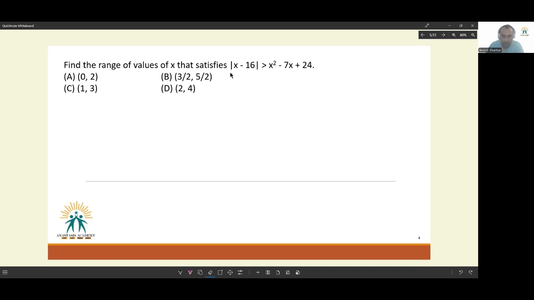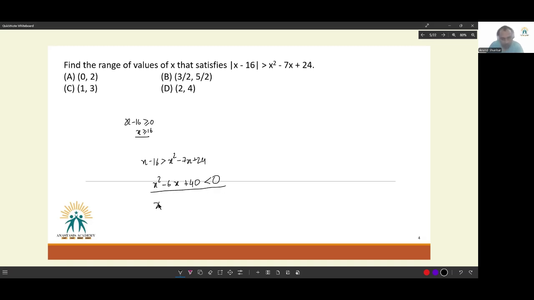Otherwise, of course, the standard solving mechanism would be, if I take x minus 16 greater than or equal to 0, x being greater than or equal to 16. In that case, you will have x minus 16 is greater than x square minus 7x plus 24. Bring it over to this side, we'll have x square minus 8x plus 40. Sorry, minus 8x. So minus 8x plus 40 has to be less than 0. And we will see that this is not possible.